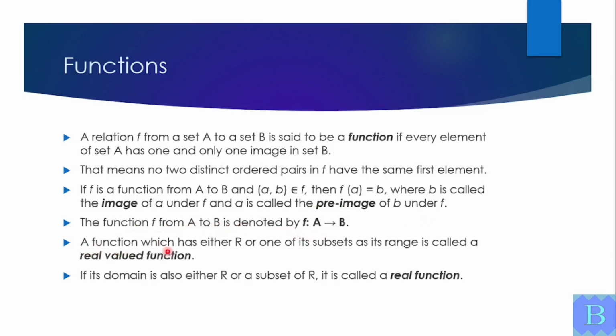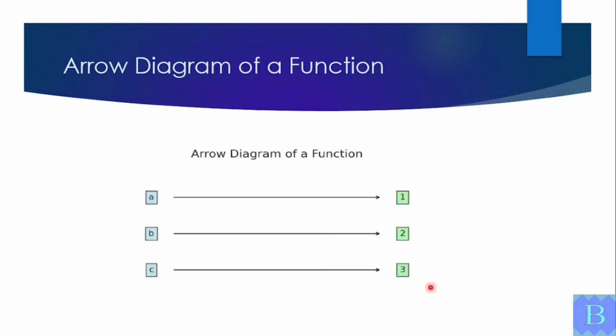If the range of a function is either the set of real numbers R or a subset of R, it is called a real-valued function. If the domain is also R or a subset of R, it is called a real function. Arrow diagram of a function. In the arrow diagram of a function, each element of set A points to exactly one element of set B.